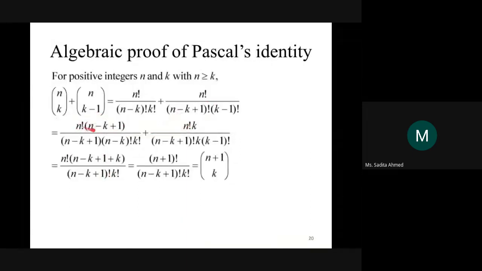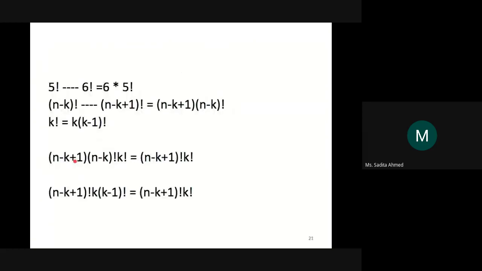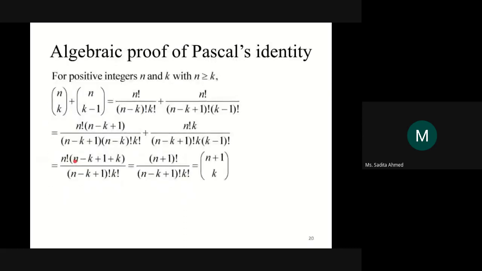If you add these two, you have n factorial into n minus k plus 1, plus n factorial into k. So we have n factorial in common. If you take n factorial in common, what do you get? N minus k plus 1 plus k. So k gets cancelled out. Then what do you get? N factorial into n plus 1. What will we be left with? N factorial into n plus 1. What is that? N plus 1 factorial. Exactly. N plus 1 factorial.